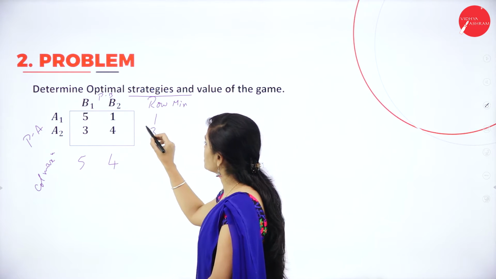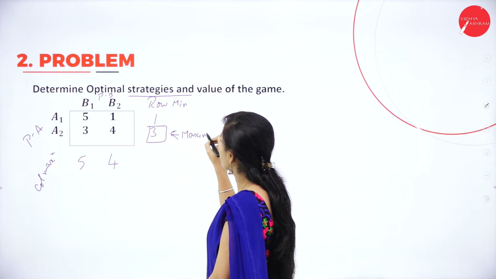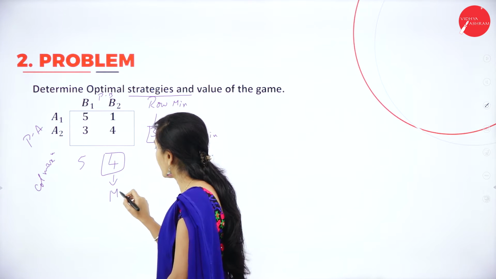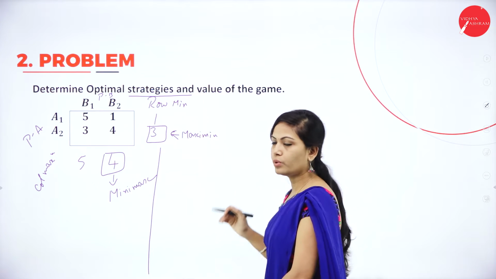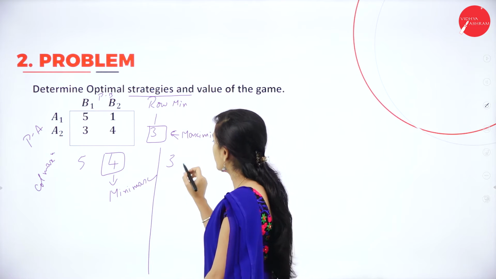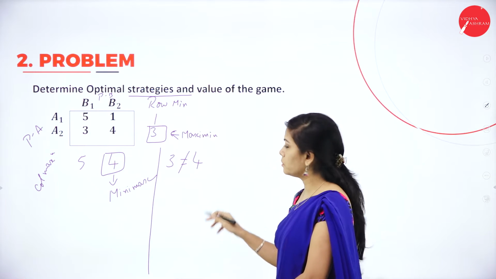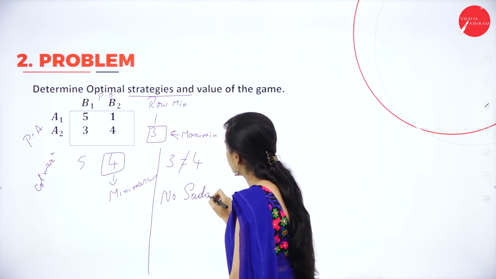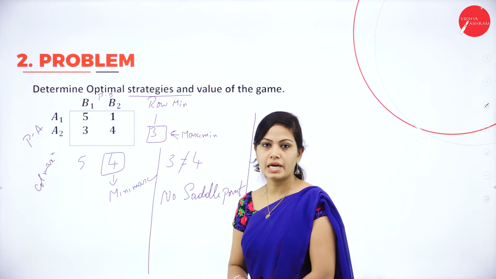Clear? So now find the maximum of the row minima, which is the maximin value, and the minimum of the column maxima, the minimax value. The maximum value is 3. Here the minimum value is 4, so it is the minimax value. Now you can cross verify whether they are equal or not. The maximin value is 3 and the minimax value is 4. Are they equal? No, they are not equal, so there is no saddle point. No saddle point means it is a mixed strategy.